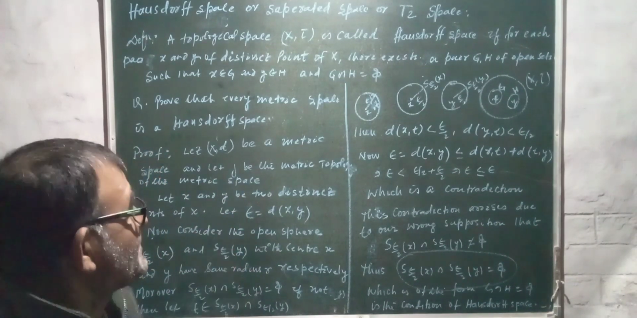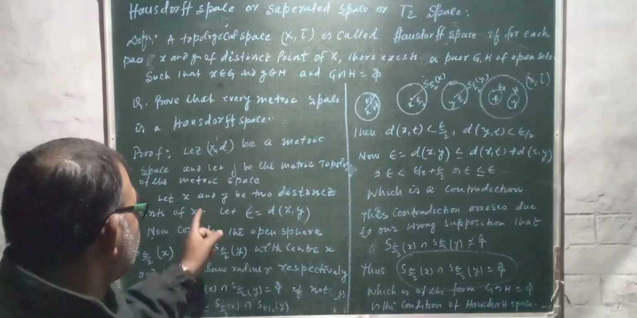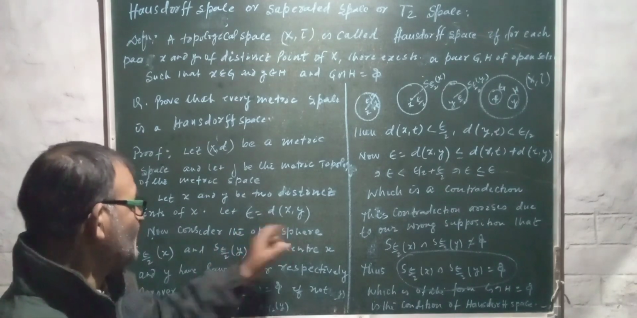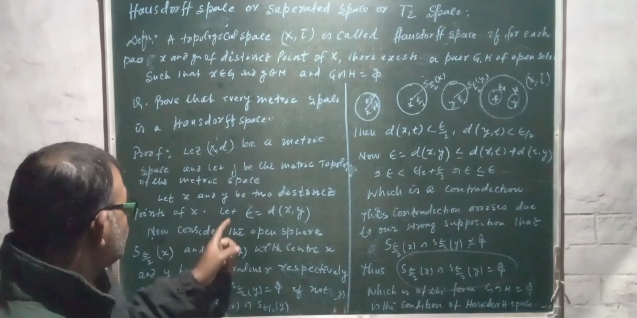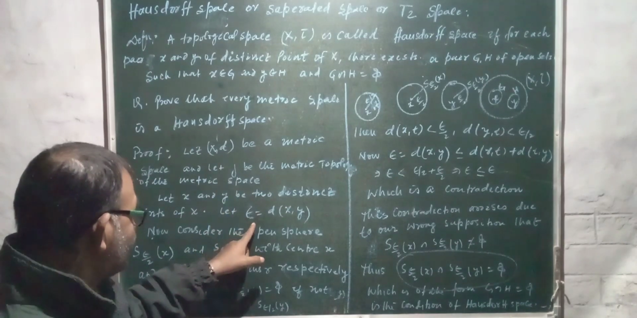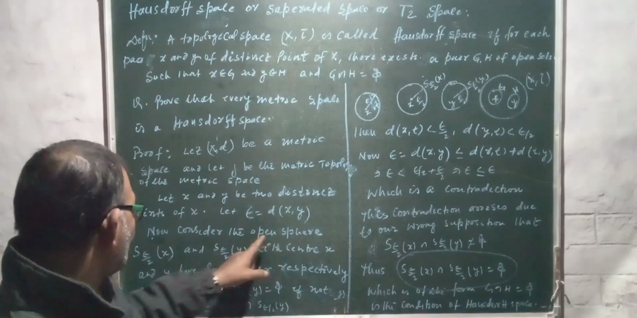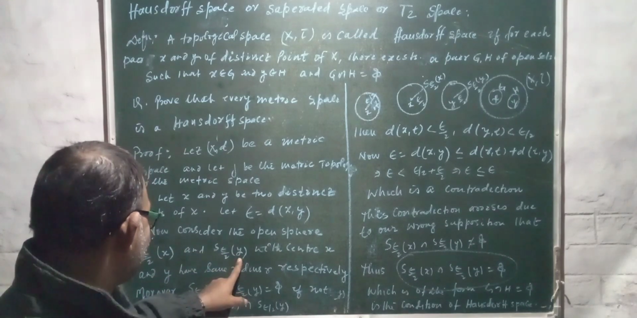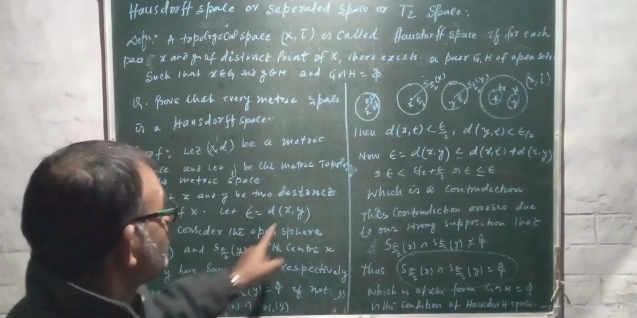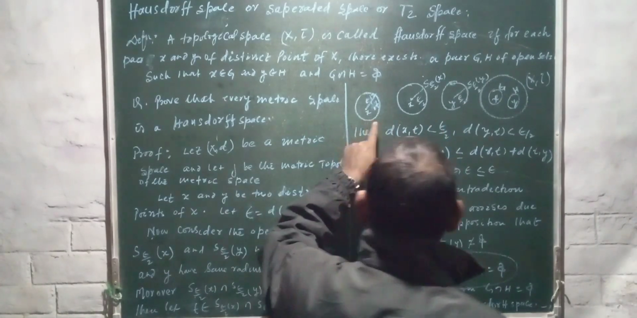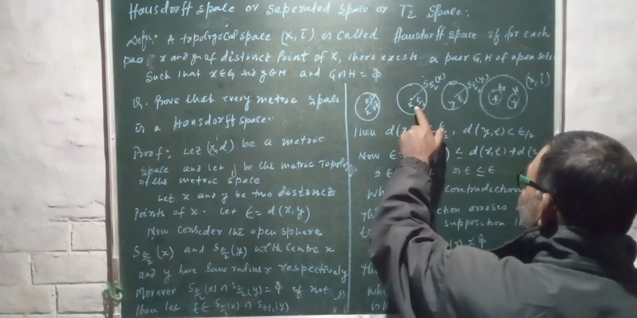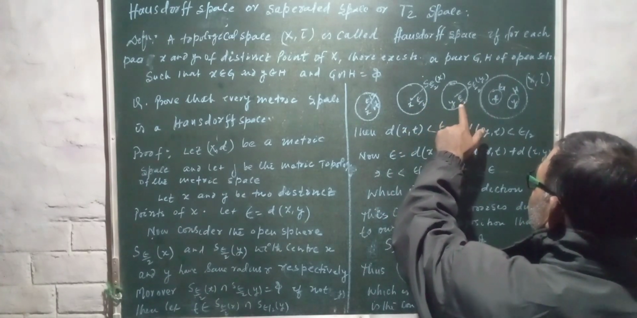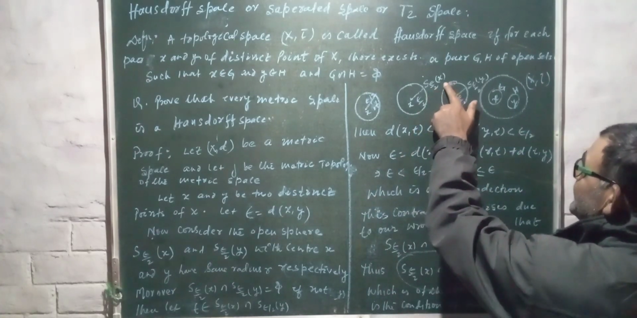For it, we take two points x and y. These are two distinct points of X. And we next consider epsilon equal to d(x,y). Since there is a need for open sets, we consider two open spheres having centers x and y with the same radius epsilon by 2. Just see here, these two spheres have centers x and y but the same radius epsilon by 2. So these are called S(epsilon/2, x) and S(epsilon/2, y).